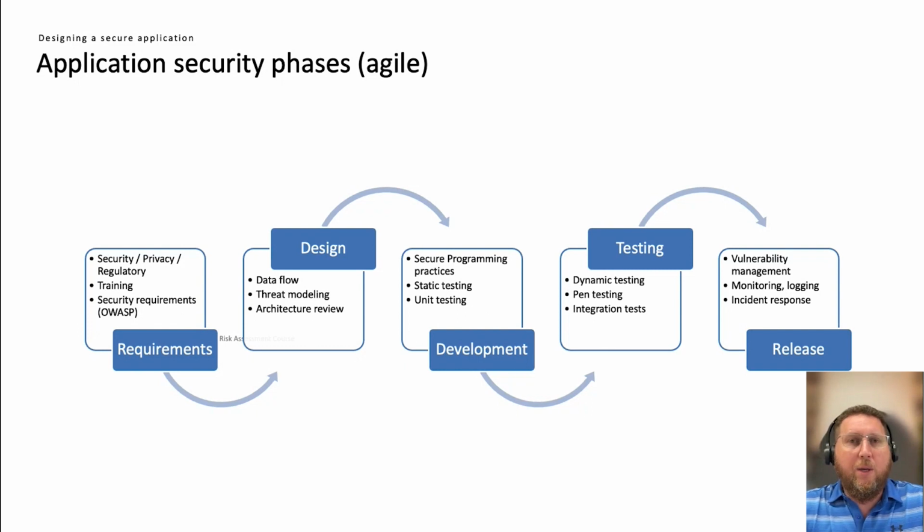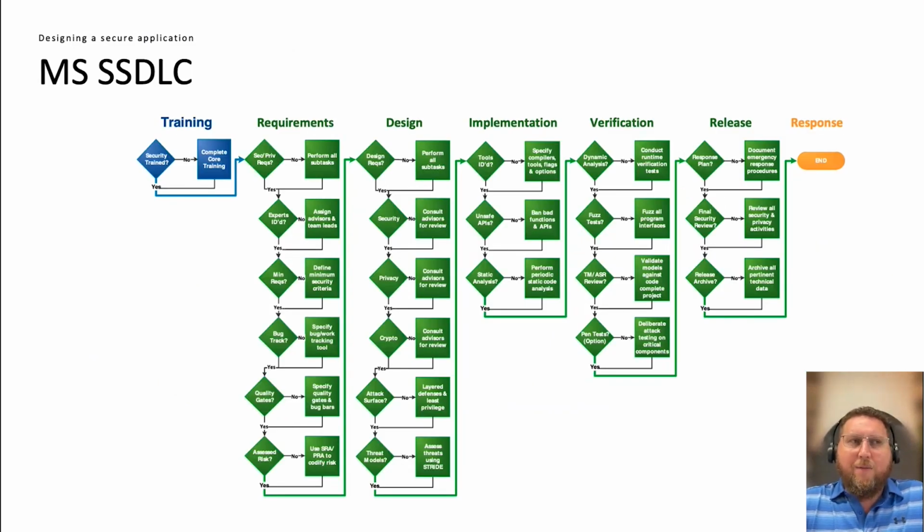And how do you do the monitoring, such as knowing what is happening to your application, and the incident response: what do you do if something did happen? Somebody did get into information, what do you do? So these would be the security phases in Agile. And when you look at the Microsoft Secure Software Development Lifecycle, this is pretty much what you're going to see from those iterative steps that you have to take.